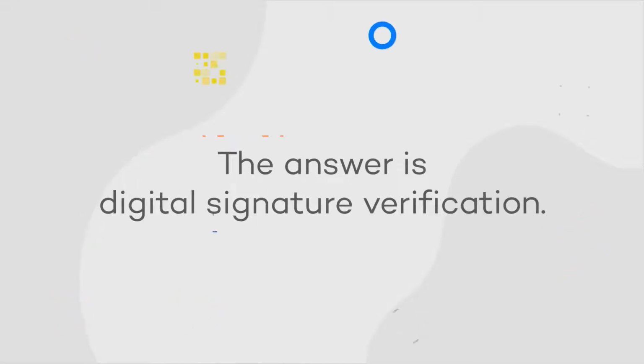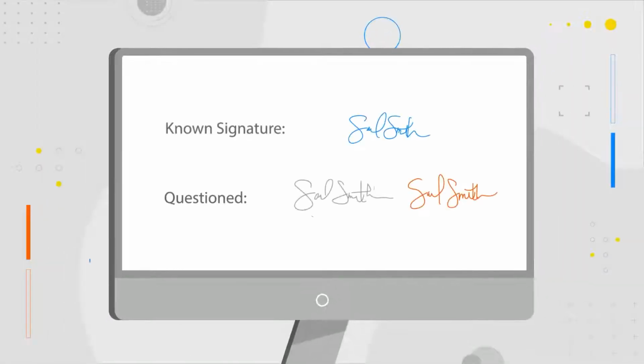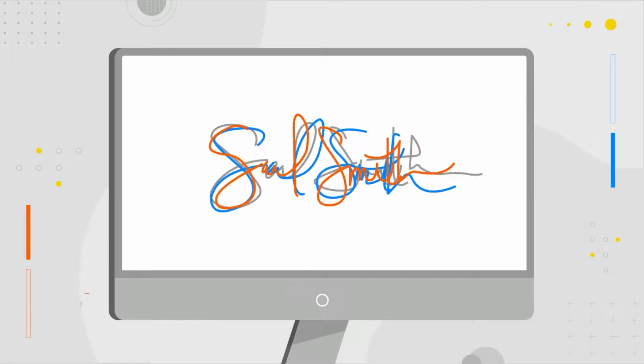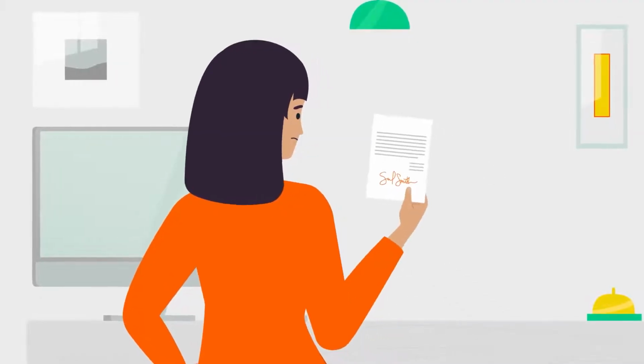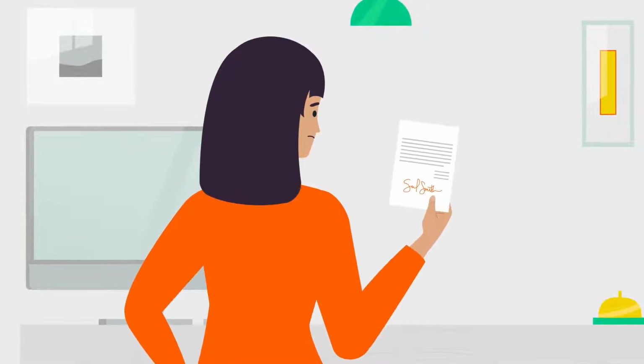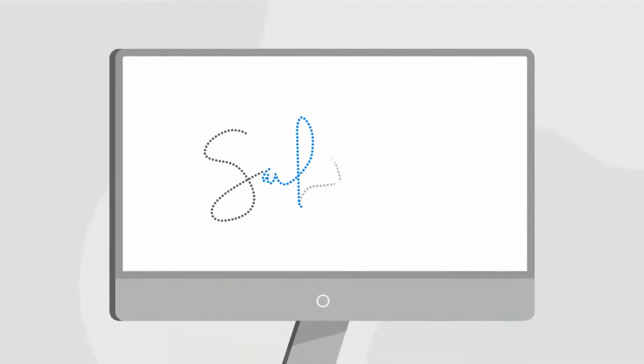The answer is digital signature verification. Let's do a quick test. Which of these signatures is a forgery? Did you guess this one? It's actually this one. Studies show it's very difficult to spot fraudulent signatures. But what the eye can't see, technology can.